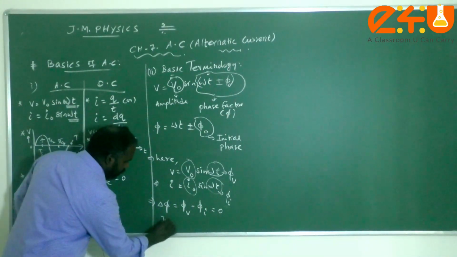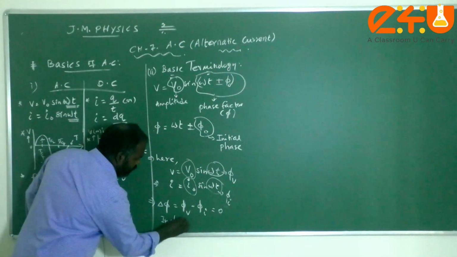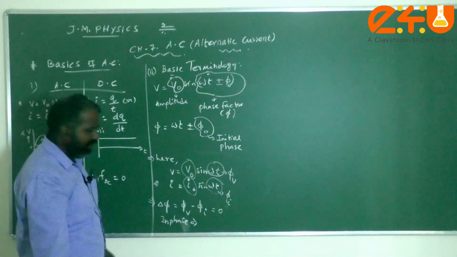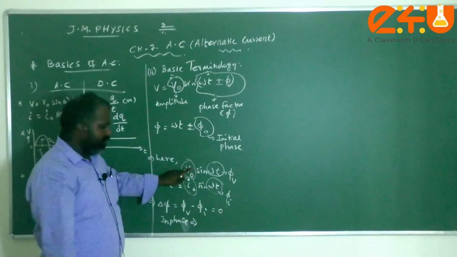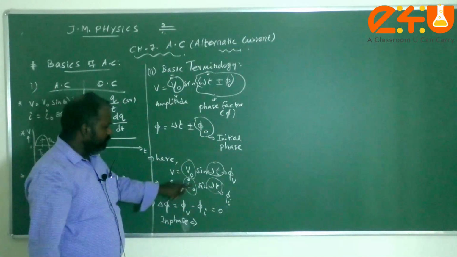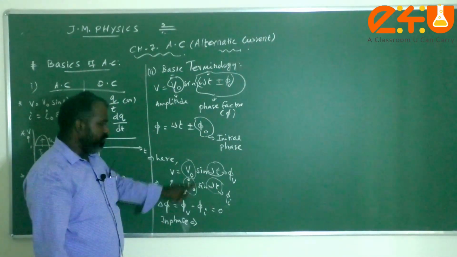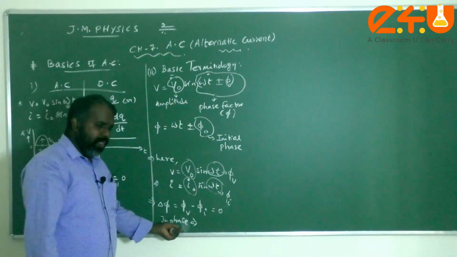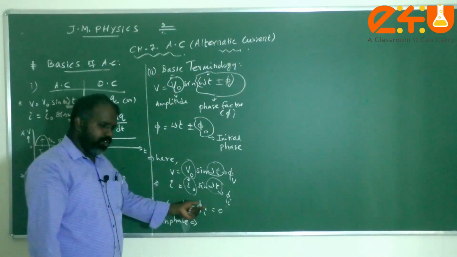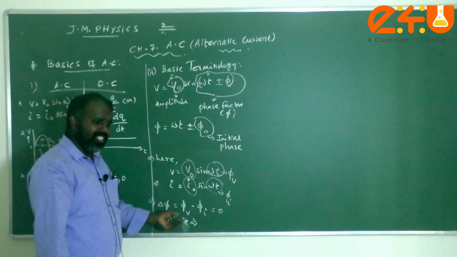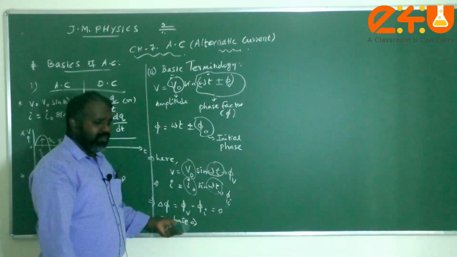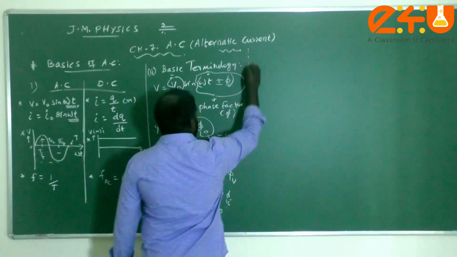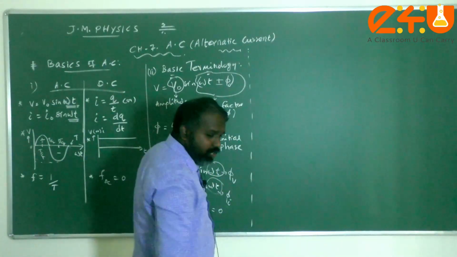What is the meaning of the word in phase? In phase means the phase difference is 0. But what is the conceptual meaning? When voltage is positive maximum, the current is also positive maximum. When voltage is 0, the current is also 0. When voltage is negative maximum, at the same time current will also be negative maximum. That means if delta phi is equal to 0, both physical quantities reach their maxima and minima simultaneously. Such a thing is called what, children? In phase.